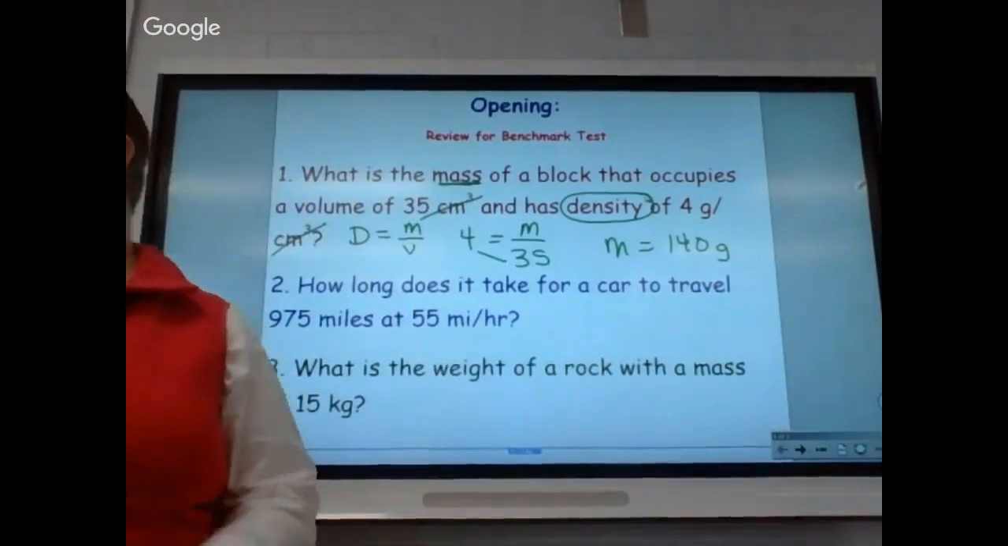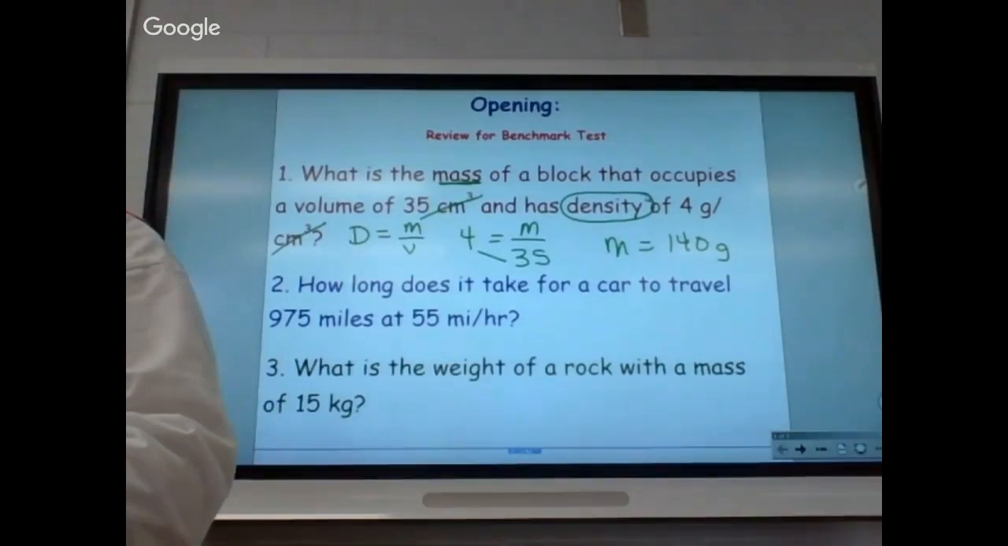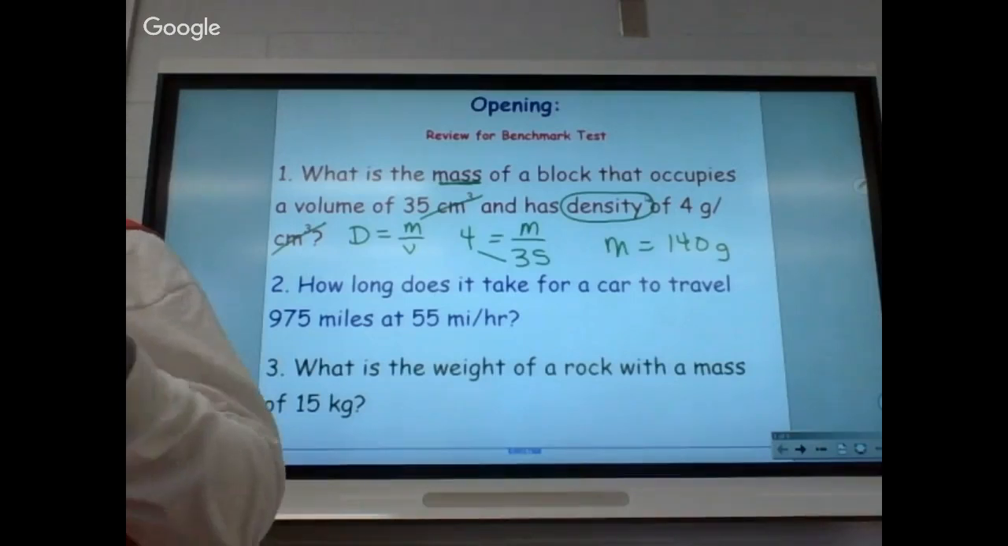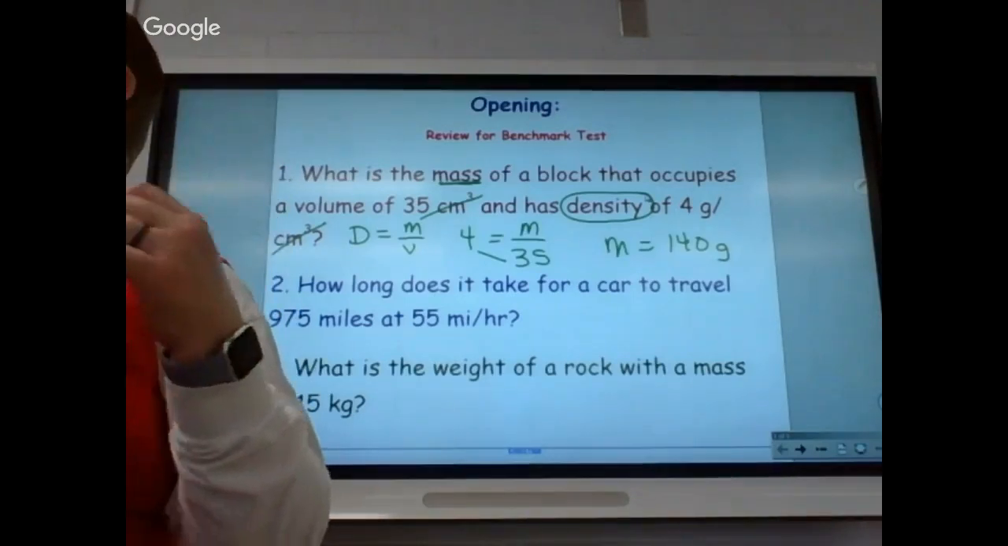Are we going to use our orange cards on the benchmark? Yes, you will always be able to use the orange cards. The only time you won't be able to have them is the exam, because they'll give you a new one. And it's on that, you know, back in the day when they actually gave y'all tests.